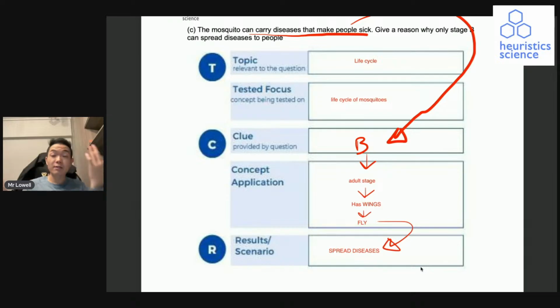That's why, because they can fly around, right? Then they can go and fly around, spread diseases by biting, stinging, right? Other people. That one don't need to write, just need to tell me got wings, can fly, can spread disease. That's it. Okay, simple, right? You see, don't need a lot of words.